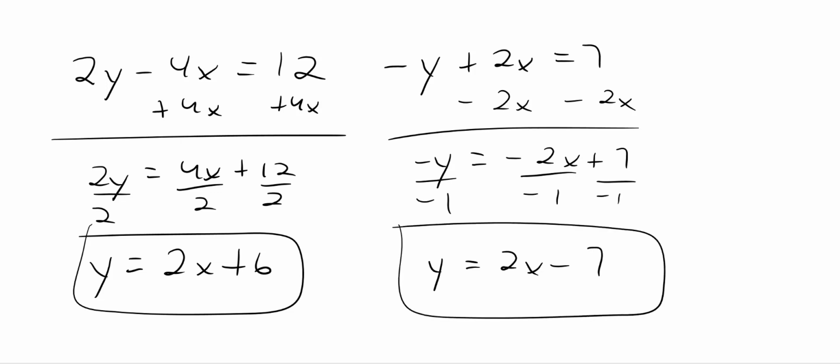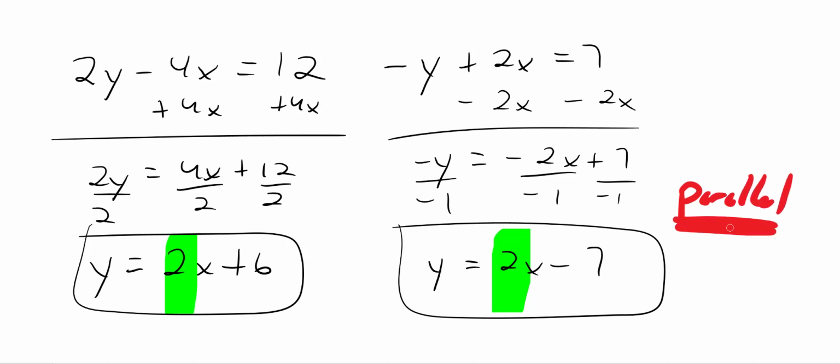And remember, I'm looking just at the slope. The slopes are the same. So what can you tell me? That the lines are parallel. That's it. Pretty easy. Lines are parallel. Okay, not bad. Let's try another one.